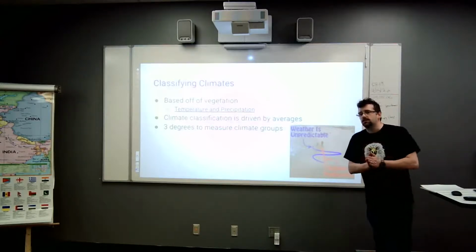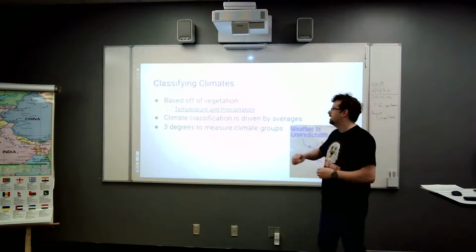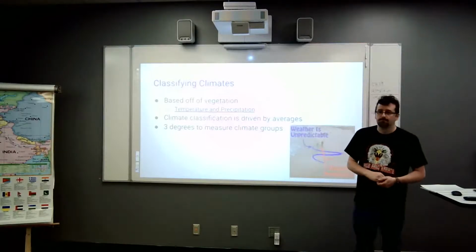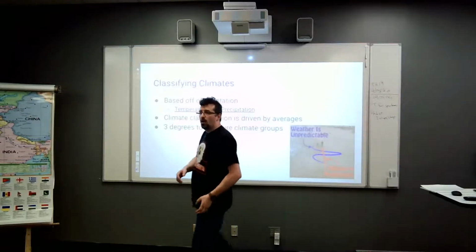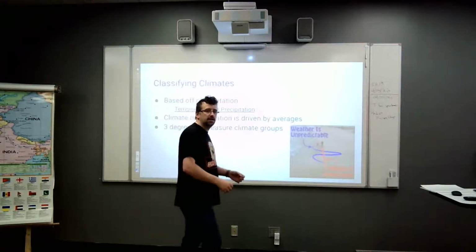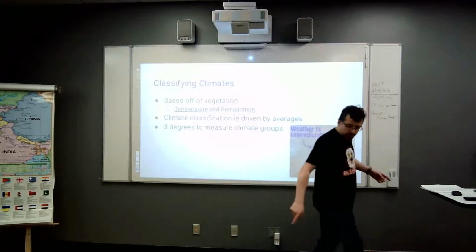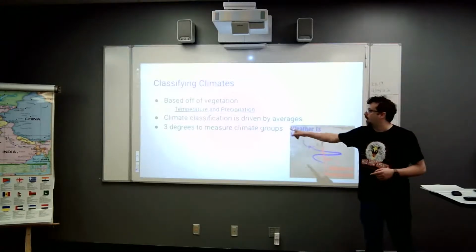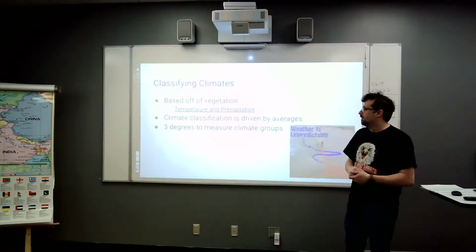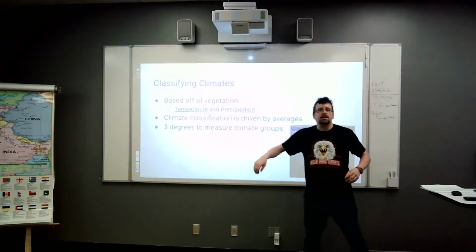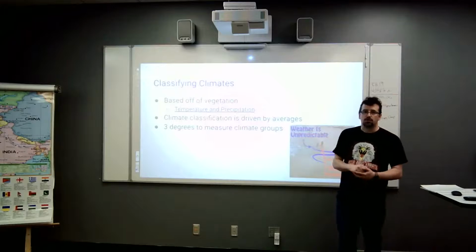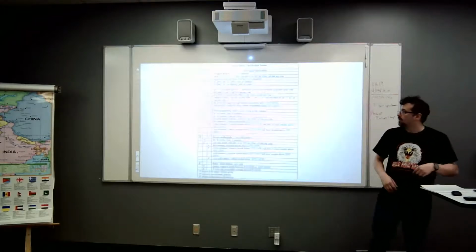So we classify climate based off of temperature and precipitation, and this is driven by averages. As I said, when you are walking that dog, every step you take is a year. So when you start averaging those years up, what path did you take? That is how we measure climate. We use three, what we call degrees here. I don't want to get you confused. There are three classifications to measure climate. Let's talk about that.